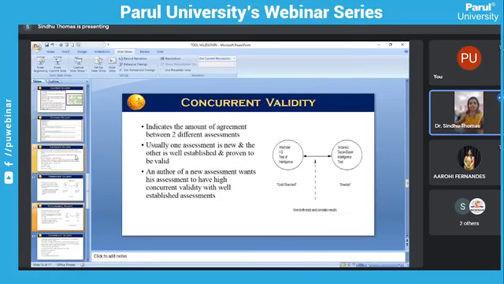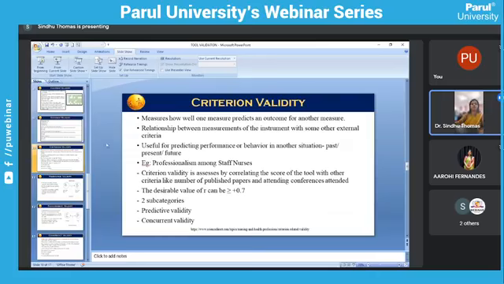I would like to explain again the criterion validity. Criterion validity is when the researcher wants to check the validity against some external criteria. It is not the criteria that I as a researcher set. I need to develop a tool and I need to validate my tool with another criterion.